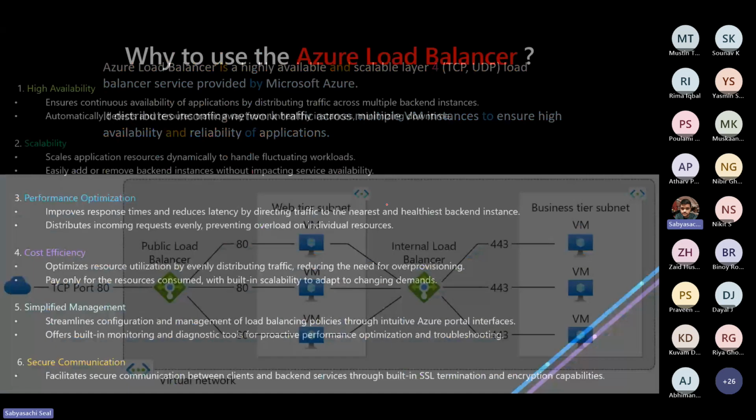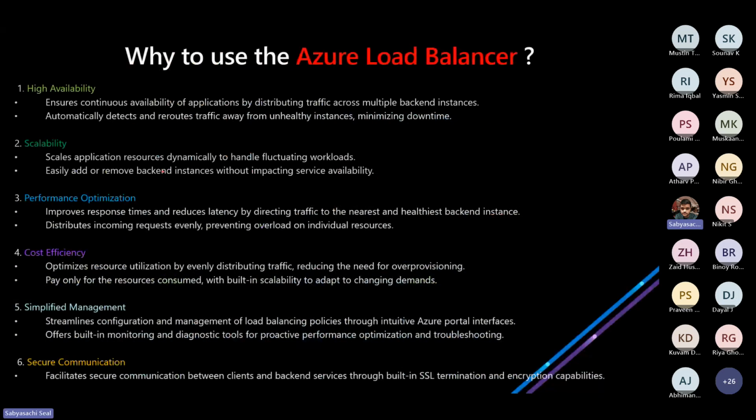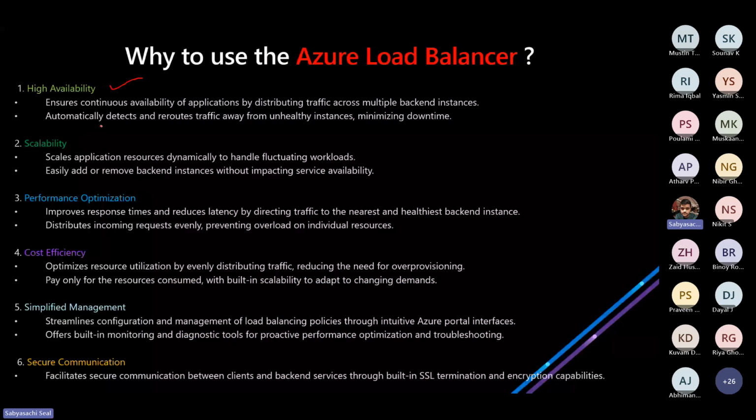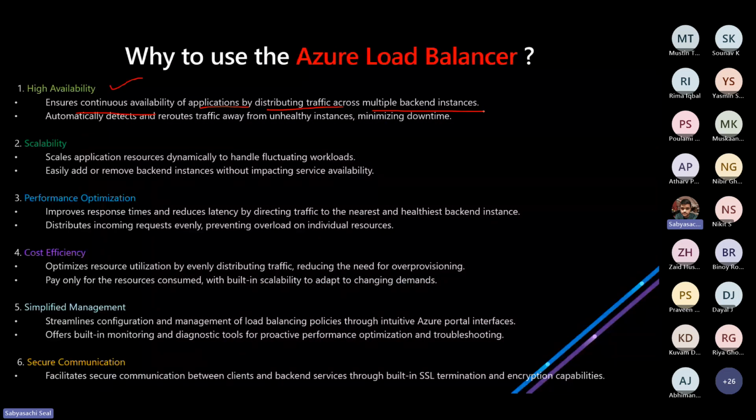So there are many reasons to use the Azure Load Balancer. Again, high availability: continuous availability of applications by distributing traffic across multiple backend instances. This we talked about. And this is the important one: it automatically detects and reroutes traffic from unhealthy instances, minimizing downtime. Unhealthy instances are instances which are not working the way you want. So if it detects that something is unhealthy, it will not send any request there. It will not give any wrong answer.